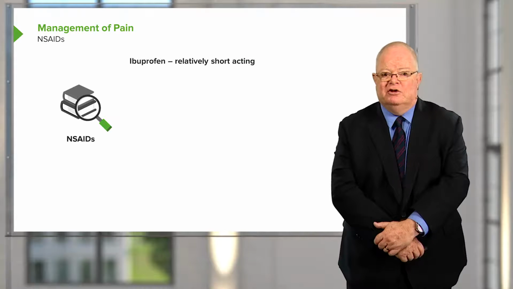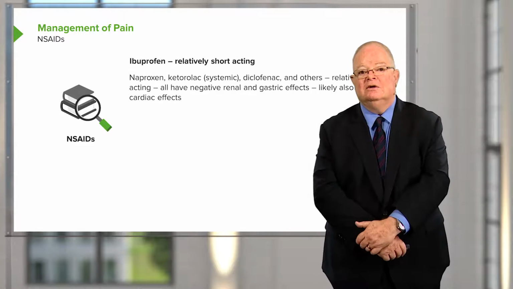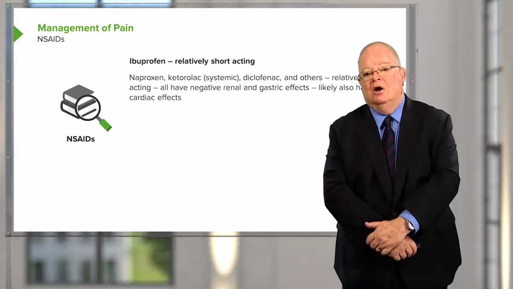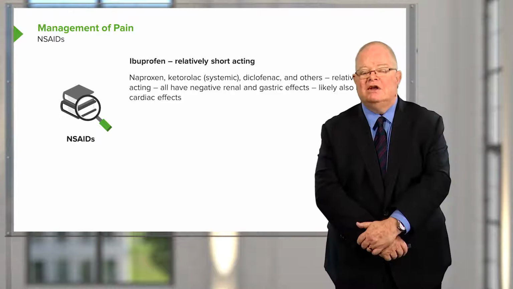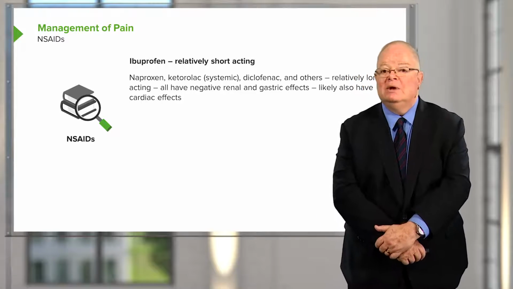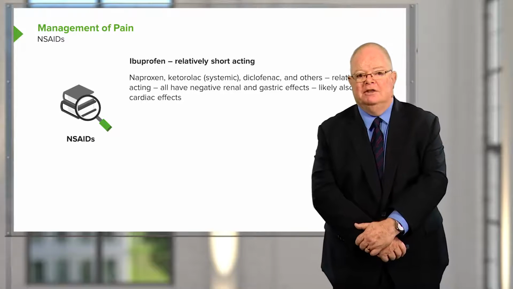So as I already mentioned, ibuprofen is relatively short-acting. Other drugs such as naproxen or ketorolac or diclofenac are longer-acting. They all have the same negative renal and gastric effects, but they also likely have cardiac effects that we haven't really been aware of in the past.